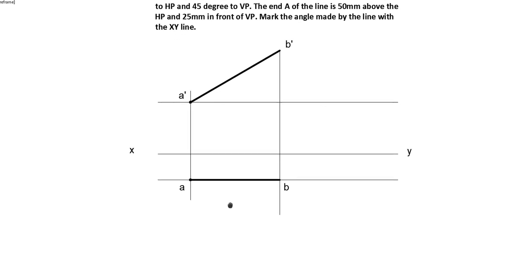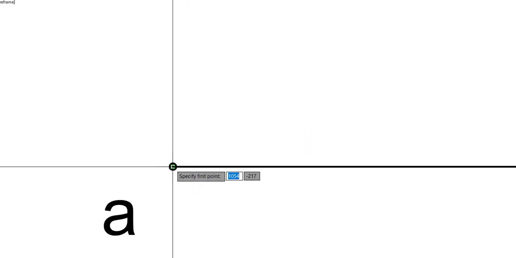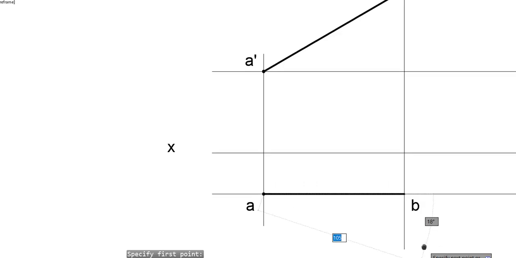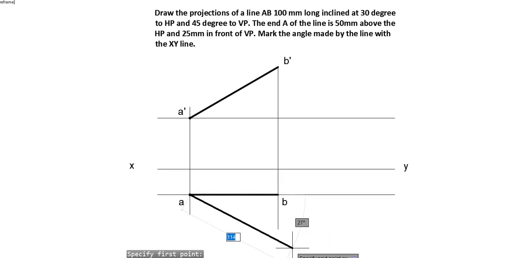The true length will be obtained with the top view, that is below the XY line. So again I will start drawing the top view here with the information I have: it is 100 millimeter long and it is 45° inclined to VP. So 100, and the inclination is 45.